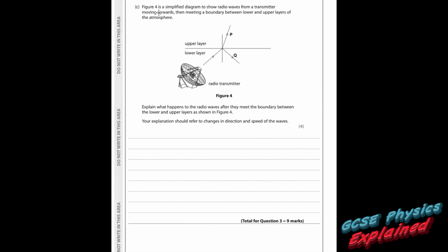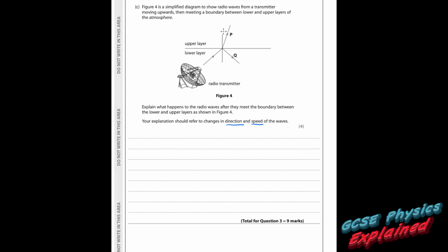Question C. Figure 4 is a simplified diagram to show radio waves from a transmitter moving upwards, then meeting the boundary between lower and upper layers of the atmosphere. So that's going up there. Some of it goes into the upper layer and some of it reflects off the boundary. Explain what happens to the radio wave when they meet the boundary between the lower and upper layers, as shown in figure 4. Your explanation should refer to changes in direction and speed of the waves.